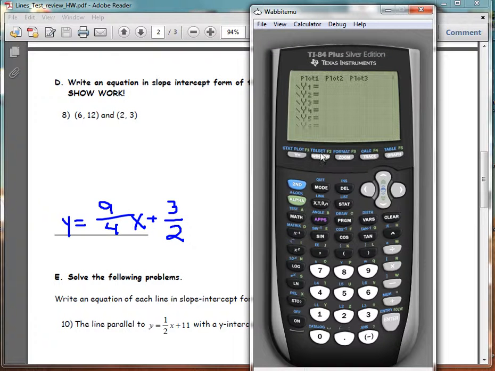Okay, what you want to do is you can put in your answer here. Let's see, 9 divided by 4. Whenever you're doing a fraction on these graphing calculators, it's probably a good idea to wrap them in parentheses. So (9 divided by 4)x plus (3 divided by 2).